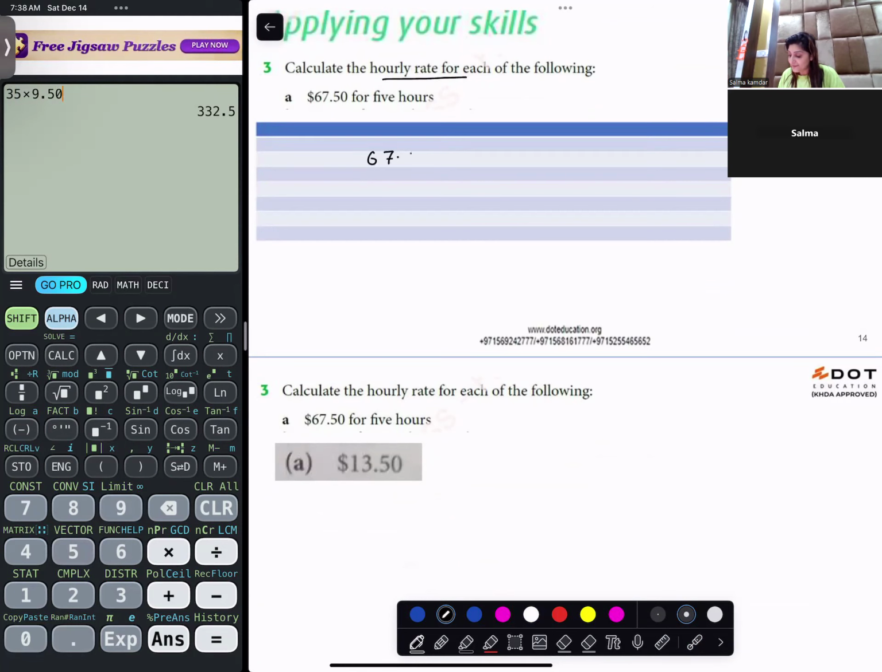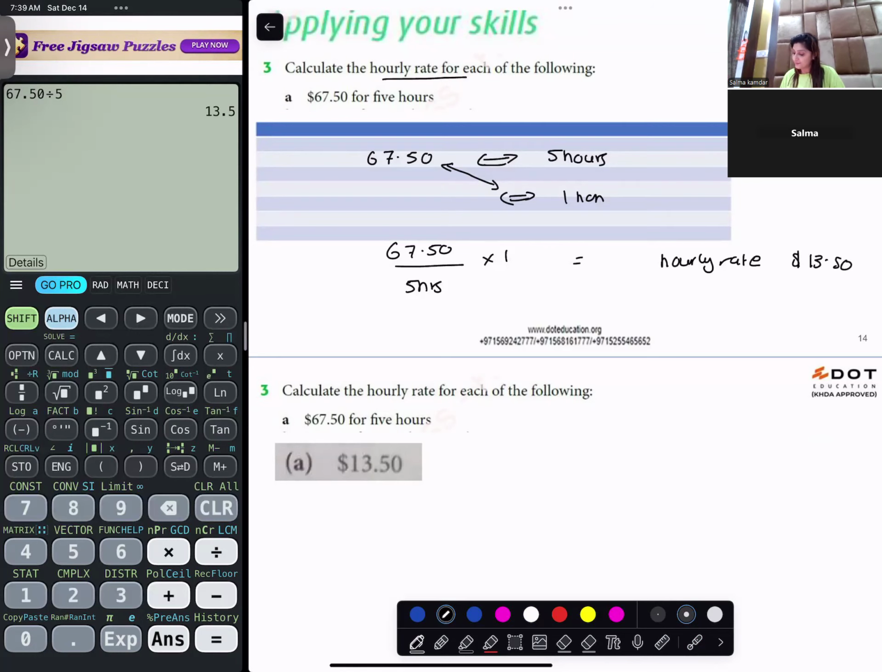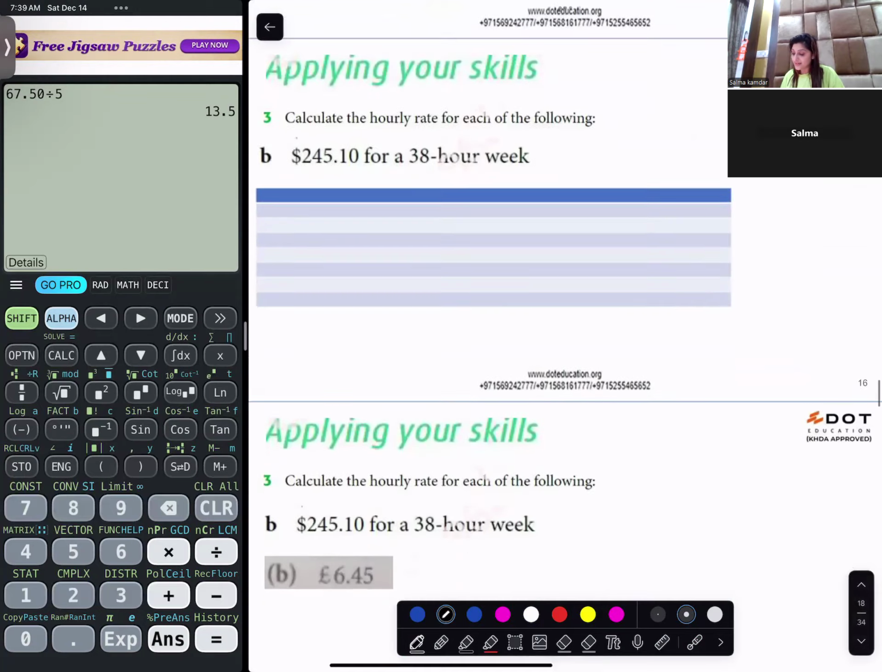Now I want to calculate the hourly rate for each of the following. He's getting 67.50 for 5 hours. So how much will you get for 1 hour? So what do you do? You cross multiply, or you can say you're getting 67.50 for 5 hours, so for 1 hour, how much will you get? So 67.50 divided by 5 will give you the hourly rate. So the hourly rate is $13.50. Let's go to the next one.